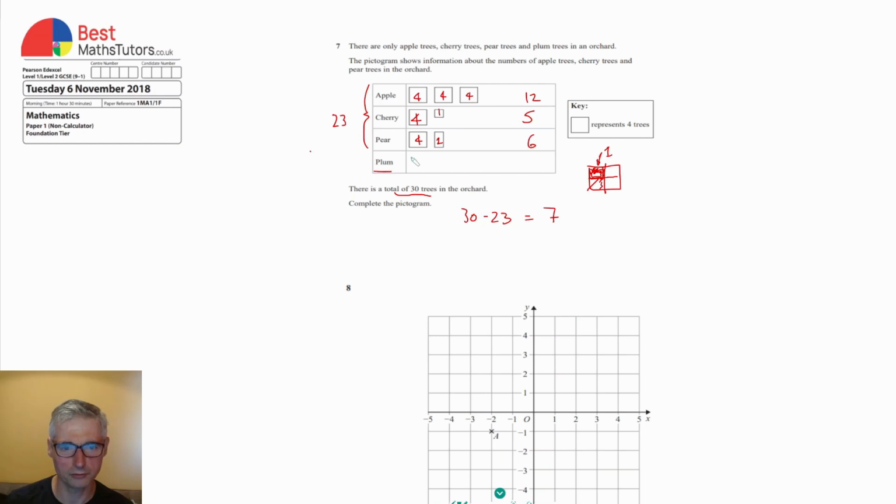If we do one full big square, that's going to be 4. Then we need to represent the remaining 3, so we need another shape that's going to represent just the 3 trees. Since one of these smaller squares represents 1, 3 of them will represent 3. So we can do that by having a shape like that, which represents 3 trees. So that's equal to 7. That's question 7 completed.